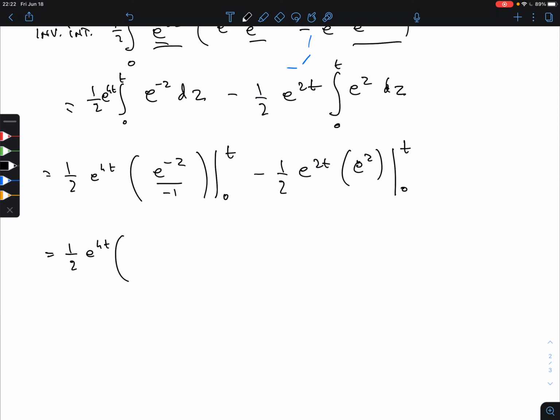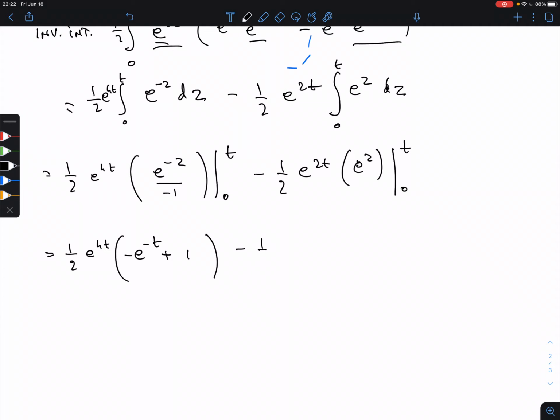Now we plug in t, that is minus e to the minus t, right? The minus sign brought it up. Minus, so plus, plug in 0, that's 1. And I have a 1 over minus 1, but since I have to subtract, I get a plus. So this is the result of plugging in t equals 0.